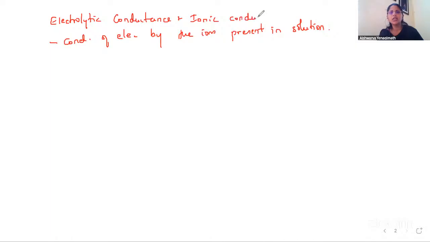Because who are the charge carriers here? Unlike metallic conductors, where electrons were the charge carriers, valence electrons were the charge carriers, right? But in electrolytic conductance, ions are the charge carriers. Ions are the charge carriers.